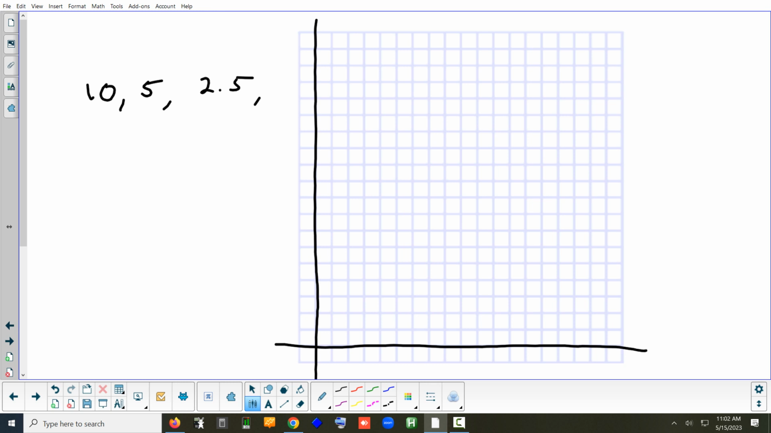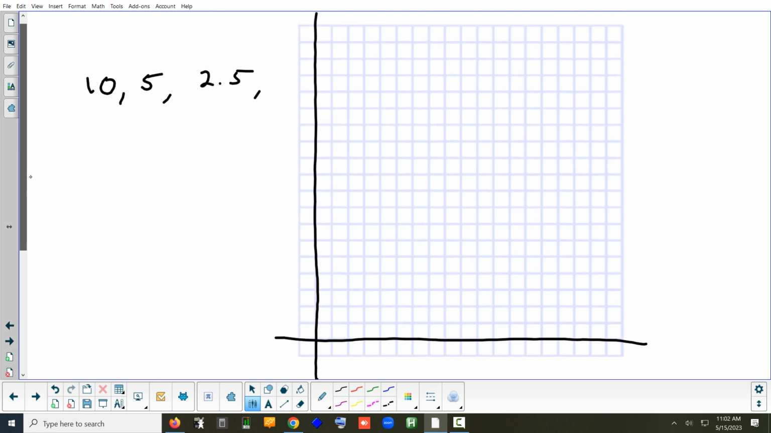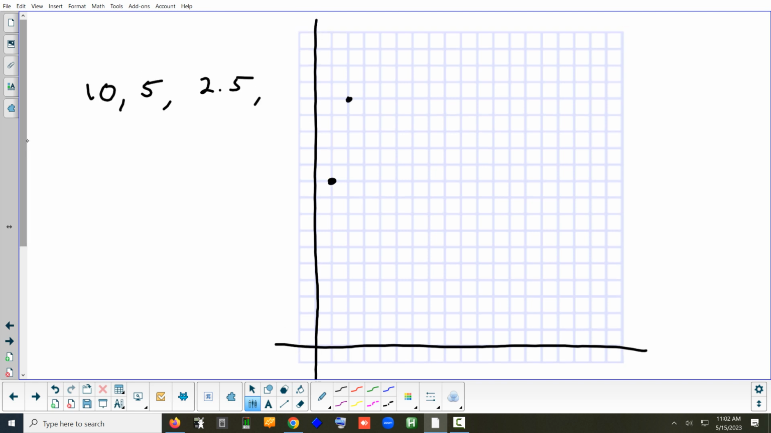If I add up the first one term in that sequence, what do I get? 10. So 1, 10. What if I add up the first two terms? 15. I get 15. So 2, 11, 12, 13, 14, 15. What about the first three terms? 17.5. So we get 17.5. What's going to start happening is if we keep going, and then what would the next one be? 1.25. So that was what?